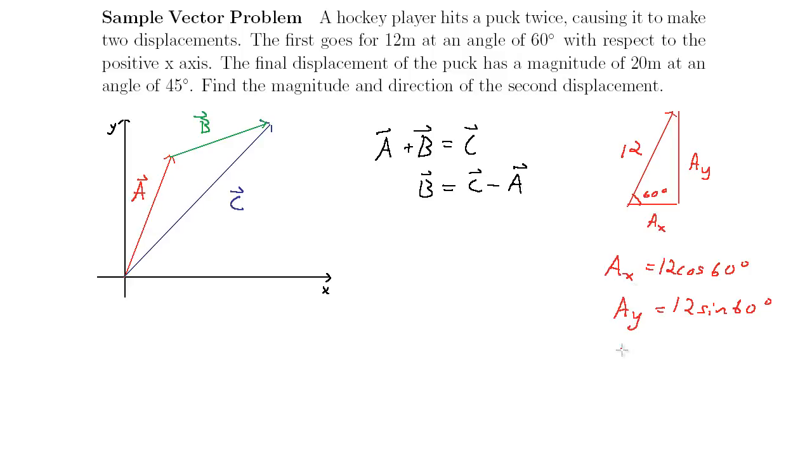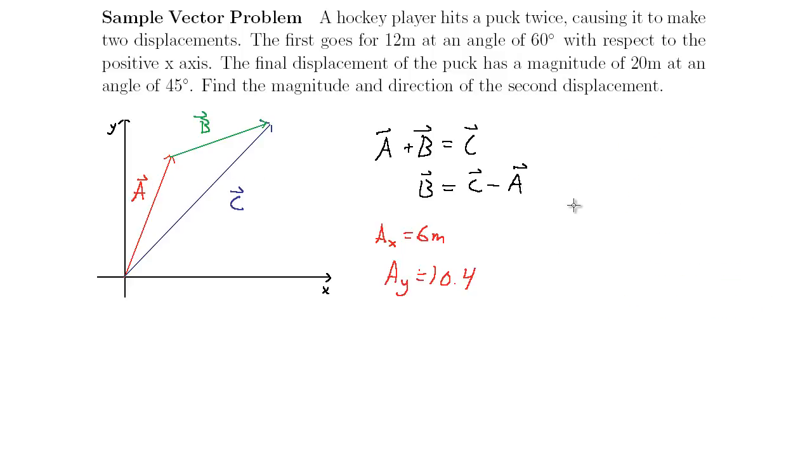Alright, and we can calculate what these are, and we find, let's just save it over here, Ax is equal to 6 meters, and Ay is equal to 10.4. Alright, now we can do the same thing for the vector C. So C looks something like this.